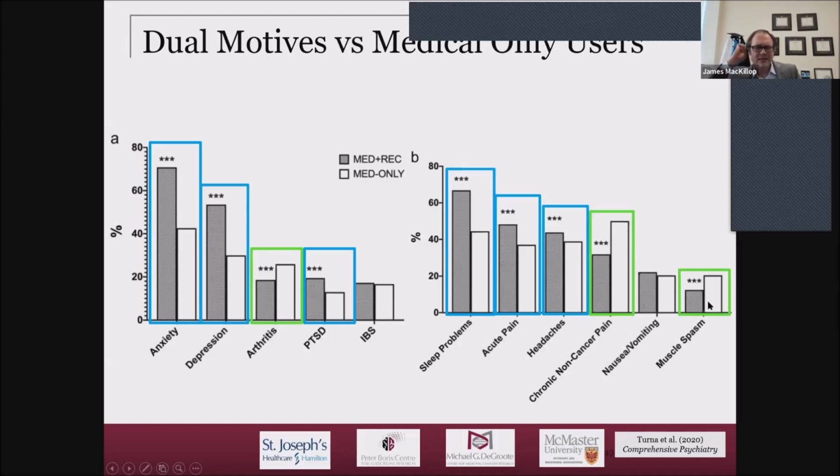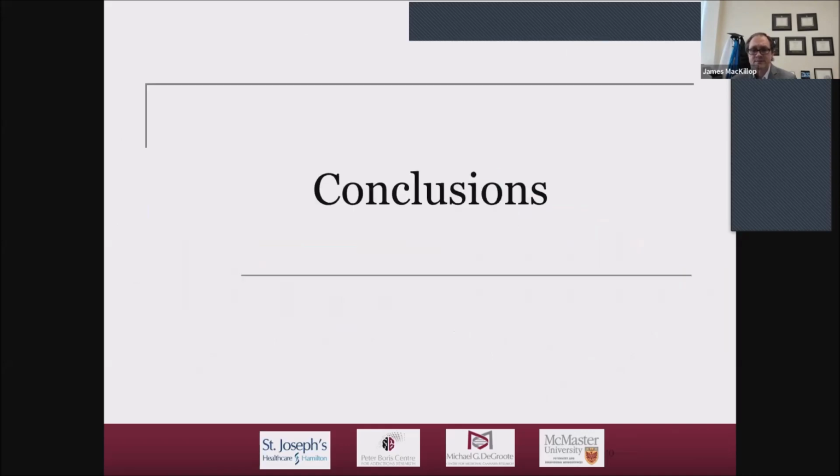So you can see that these are quite different constituencies. These constituencies look different in a lot of different ways. And in this case, they're using more frequently, using more product, using higher THC products, and using for mental health or acute pain more commonly for the medical plus recreational users. So let's draw some conclusions now.